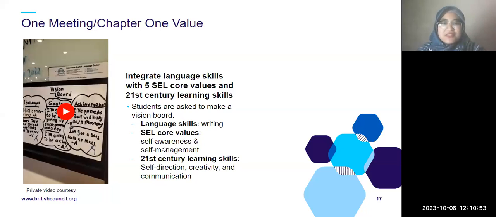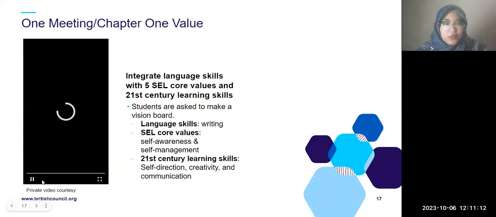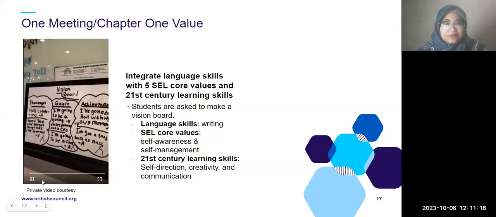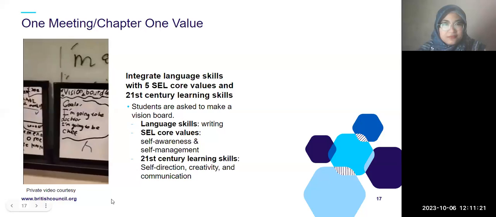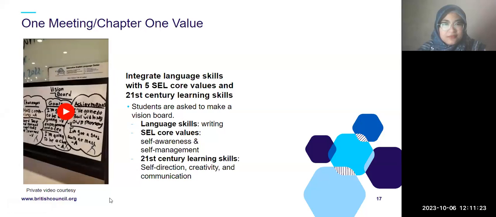And also the language skill here is writing. I have a vision board here, and the core values are self-awareness and self-management, because if they want to know what they want to achieve, they need to be self-aware. So here is an example of their work. I hope it's fine. Yeah, so that one is the product.